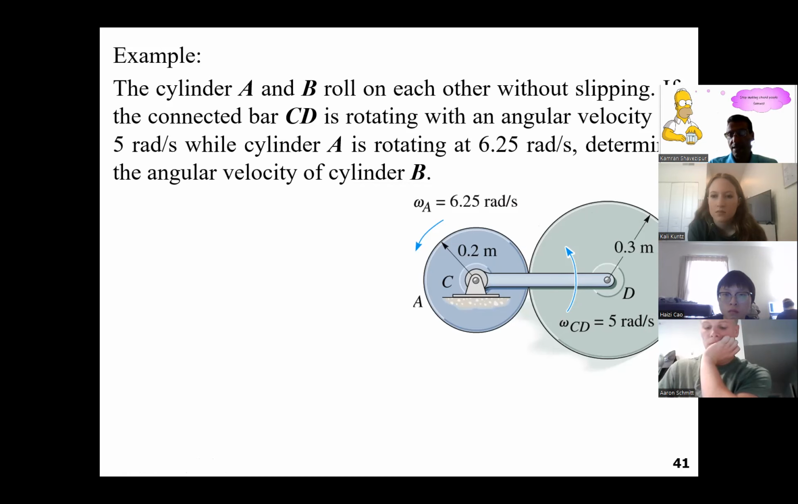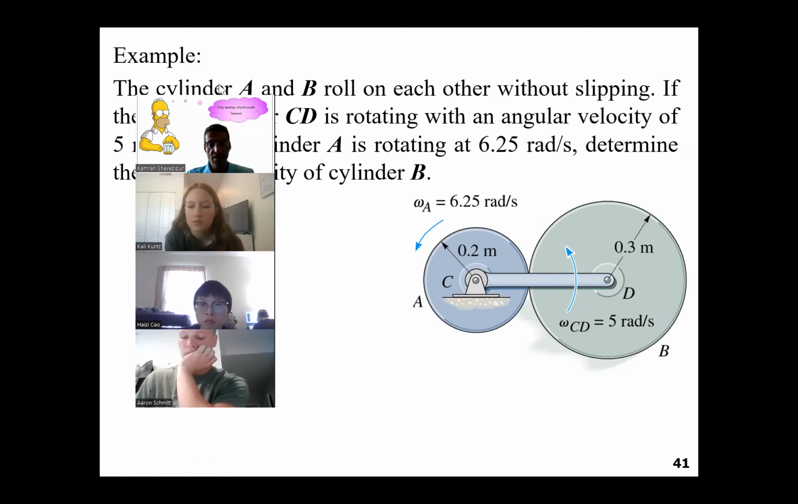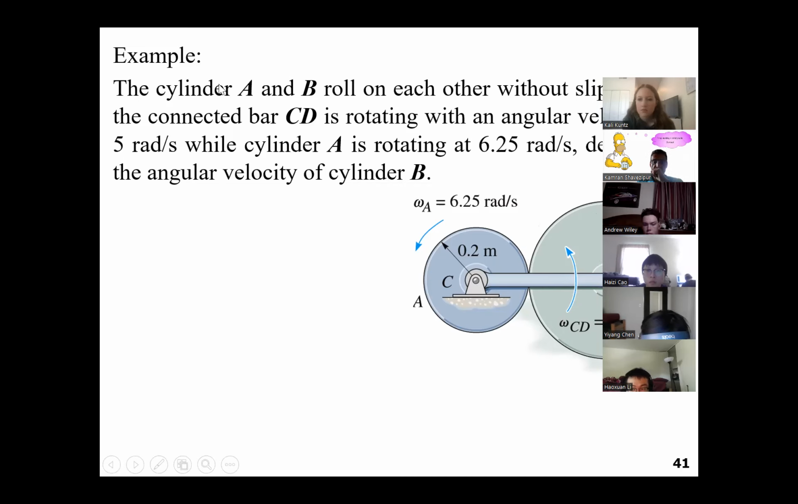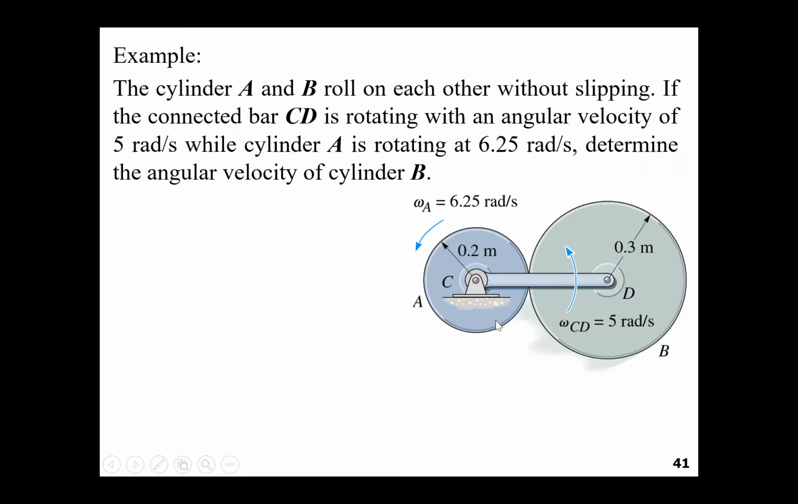Those who are doing ME, your ME students, will see this in the course on mechanisms. There's one part close to the end of the semester where we analyze planetary gears. Why do they call it planetary? Because one is like a sun in the middle and the other one goes around it, right? So omega A is given, omega CD is given. We are looking for omega of B. Let's see how we can do this.